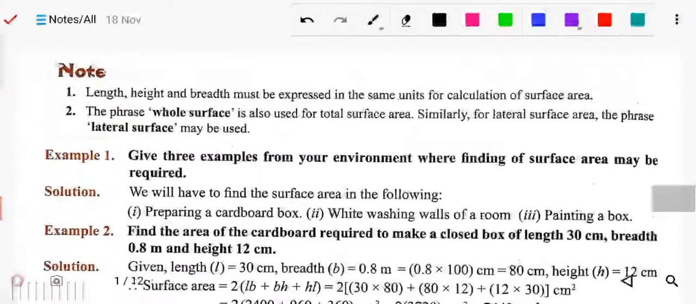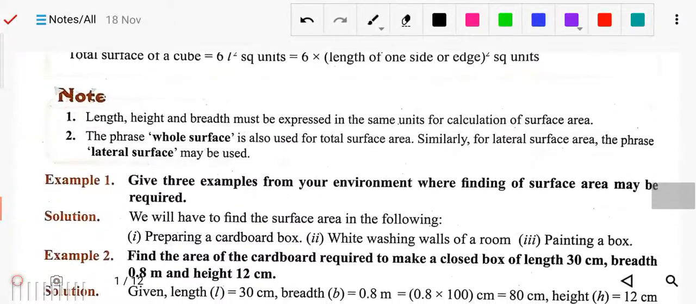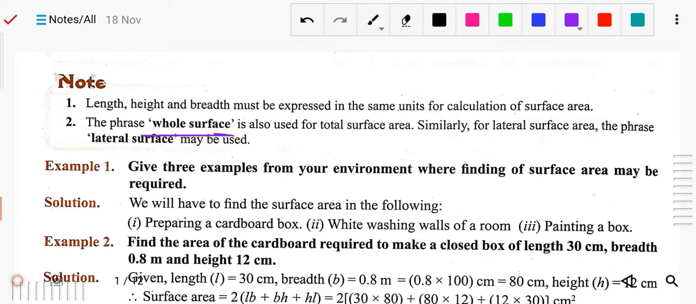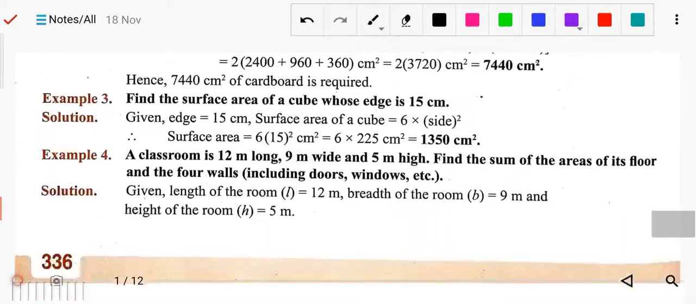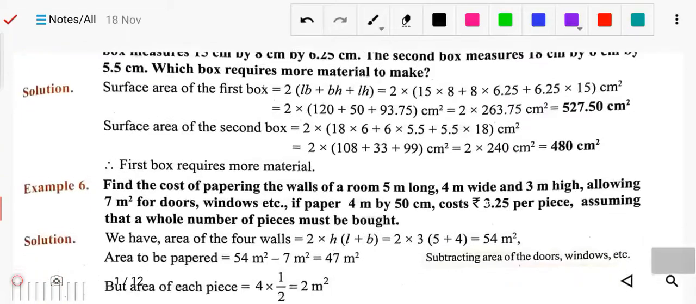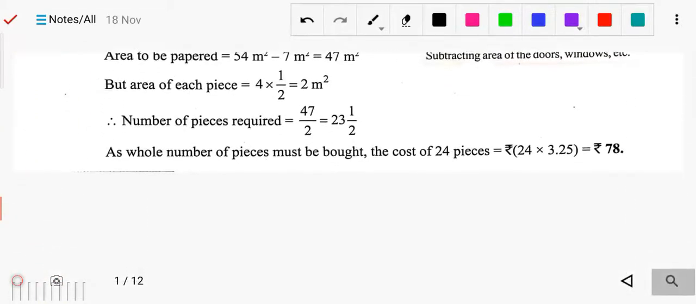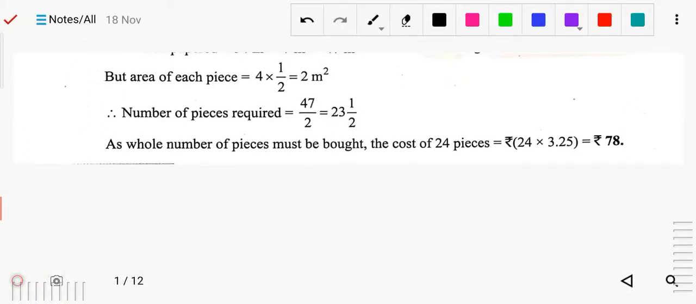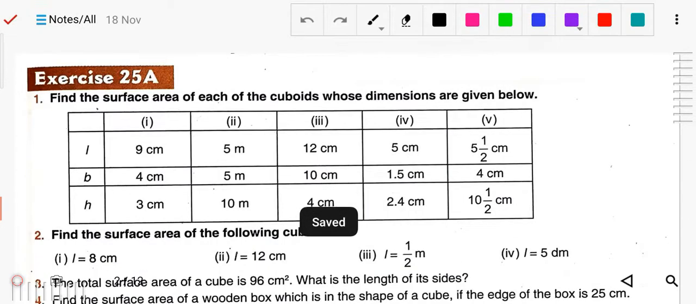Okay, and about the surface area, this total surface area is also called the whole surface area. Got it? So now these are some solved questions. You can see these solved questions in your book also. Now we will solve the exercise, that is exercise 25A.